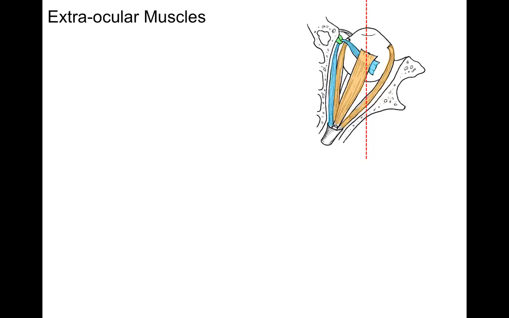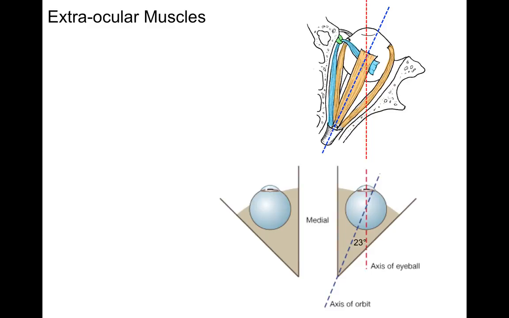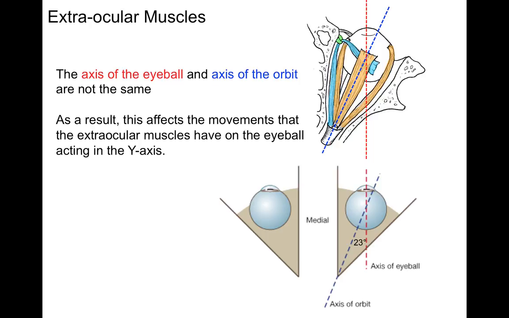Here's a superior view of that right orbit. That red dotted line represents the axis of the gaze. The blue line represents the axis of the actual extraocular muscles themselves. Looking at this, the axis of the eyeball and the axis of the orbit are off by 23 degrees. This is going to be important in understanding the actions of these other muscles. The axis of the eyeball, red line, and the axis of the orbit, blue line, are not the same. As a result, this affects the movements the extraocular muscles have on the eyeball, acting in the y-axis when looking up or down.